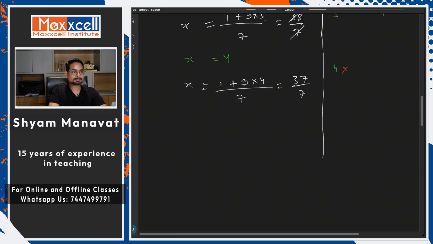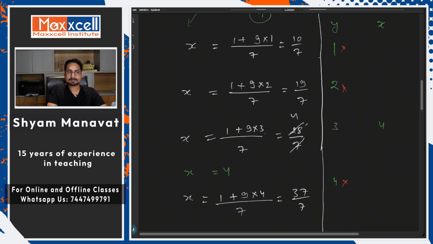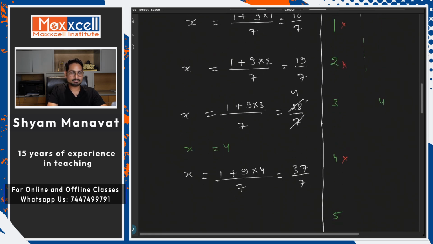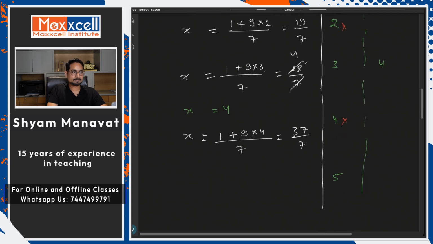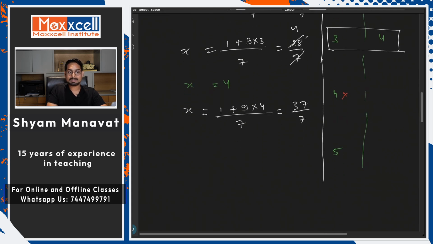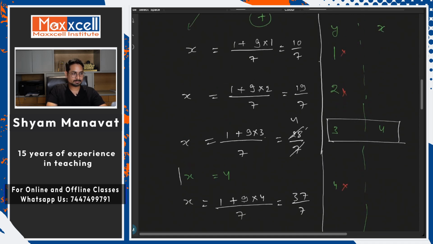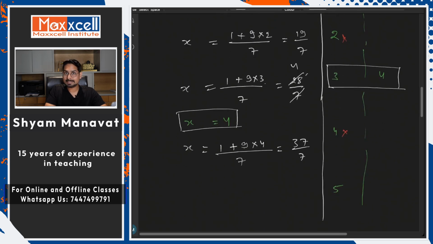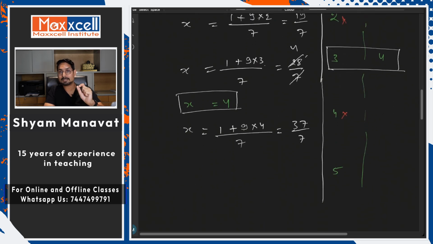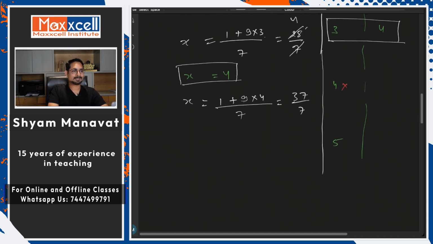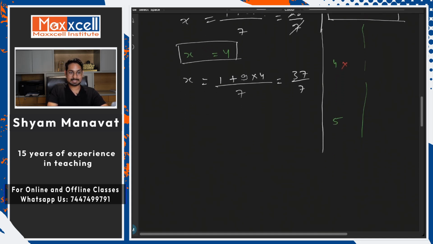Now you need to tell me, will you get any integer value of x when you substitute y equal to 5? Come on, tell me. Yes, write in the comment box. Will you get any integer value of x, the way you got here, x is equal to 4? Yes or no? Okay, so I'll leave that on you.